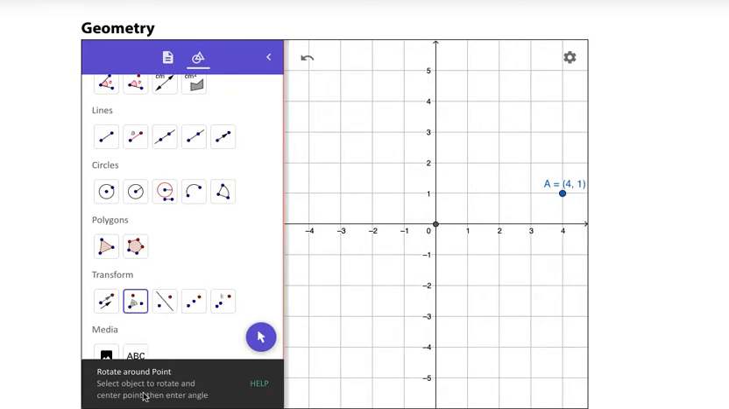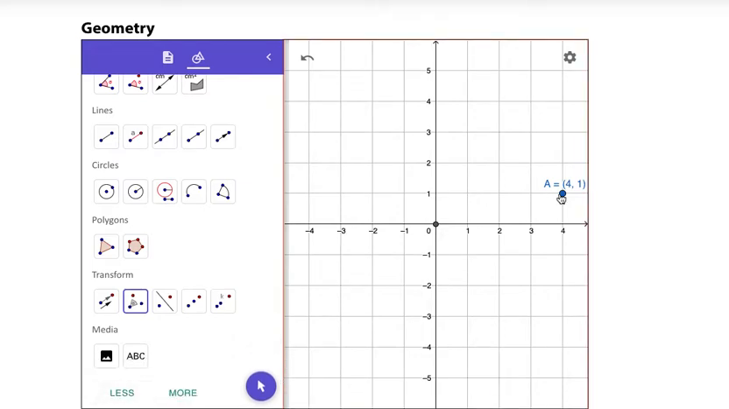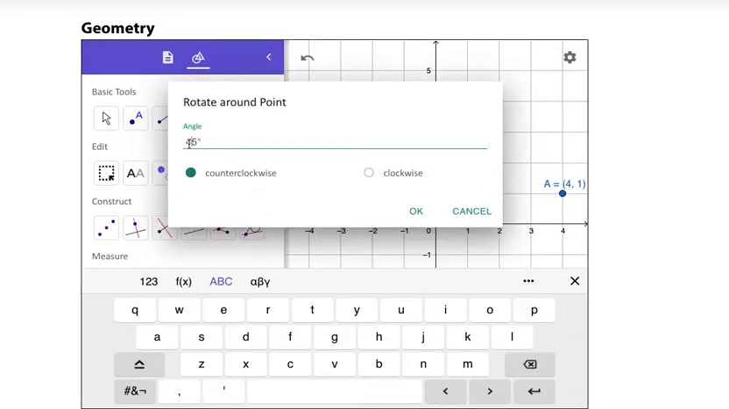You'll see the instructions pop up here. Select the object, the center point, and then enter the angle. So the object is my point A, (4, 1), my center point, and I want to look at if I rotate 90 degrees counterclockwise. Now let's think about that. 90 degrees is 1/4 of the way around the circle. How do I know that? Well, the whole circle is 360 degrees.